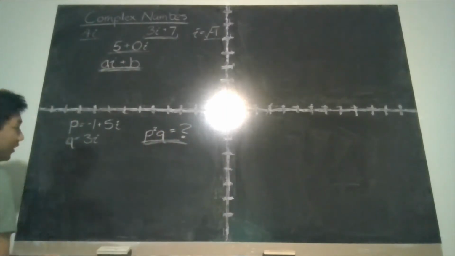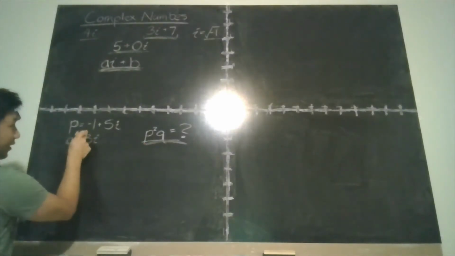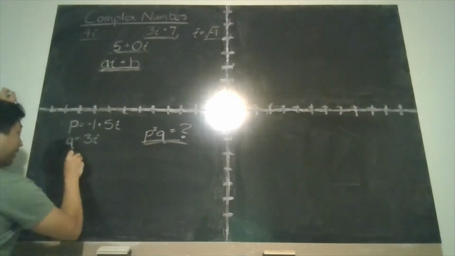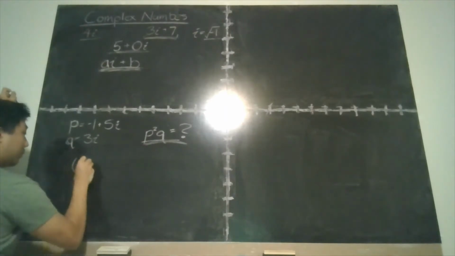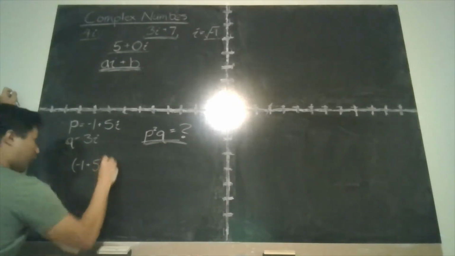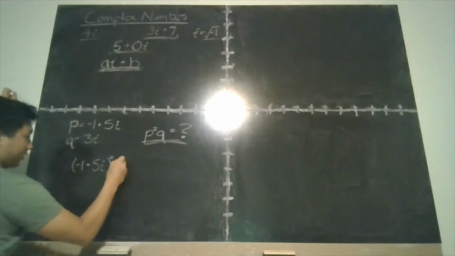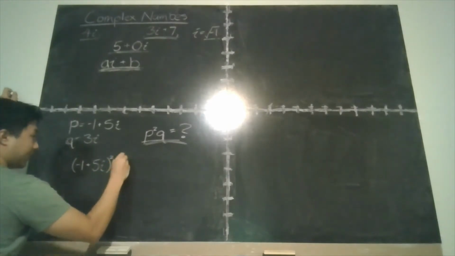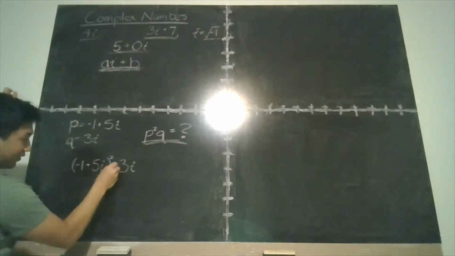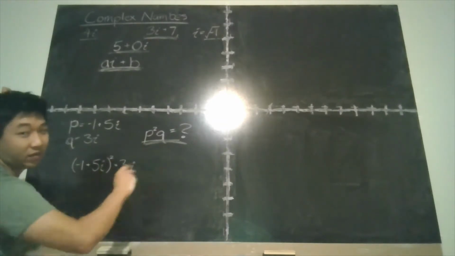Well, let's just start by putting the numbers in. So we know that p is -1 plus 5i, so we'll just write that: (-1 plus 5i) squared. And we know that q is just 3i, so let's write that too: times 3i. And I don't know if you guys have seen this notation, but this dot just means multiply. I like to use dot more than cross.